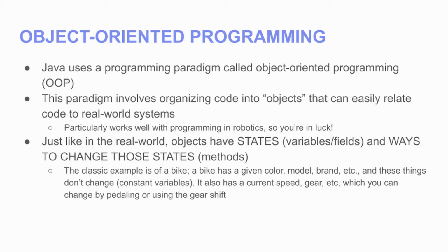Objects have states, so variables and fields, and ways to change those states, or ways to interact with the object. These are methods that we've already learned about. The classic example for object-oriented programming is a bike. A bike has a lot of states, or properties. It has a color, a model, and a brand, and these would be things like constant variables. They're not going to change. But it also has a current gear and a current speed, and stuff like that, which you can change by pedaling the bike or using the gear shift. These kinds of actions would be like methods.